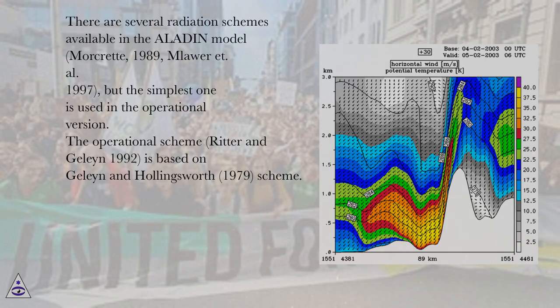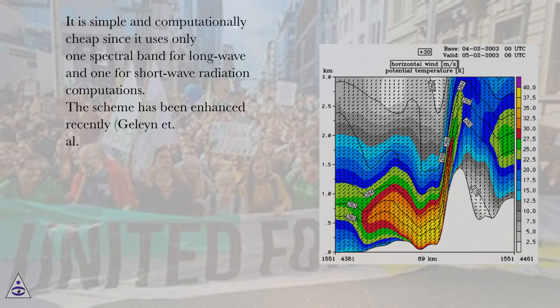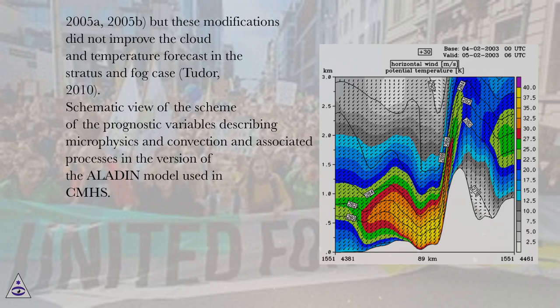The operational scheme, Ritter and Geleyn 1992, is based on Geleyn and Hollingsworth, 1979, scheme. It is simple and computationally cheap since it uses only one spectral band for longwave and one for shortwave radiation computations. The scheme has been enhanced recently, Geleyn et al. 2005a, 2005b, but these modifications did not improve the cloud and temperature forecast in the stratus and fog case, Tudor, 2010. Schematic view of the scheme of the prognostic variables describing microphysics and convection and associated processes in the version of the ALADIN model used in CMHS.